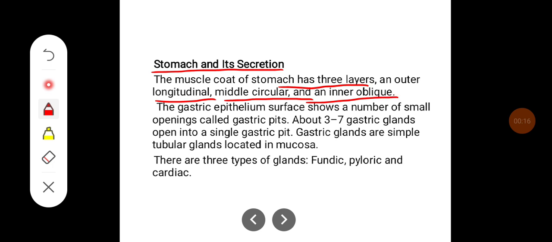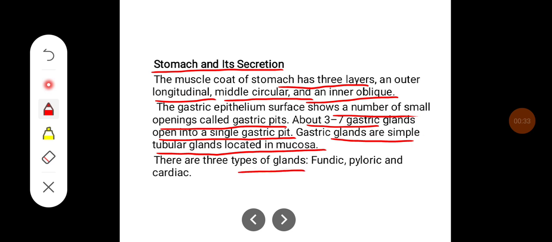and inner oblique. The gastric epithelium surface shows a number of small openings called gastric pits. There are about 3 to 7 gastric glands open into a single gastric pit. Gastric glands are simple tubular glands located in the mucosa. There are three types of glands: fundic, pyloric, and cardiac.